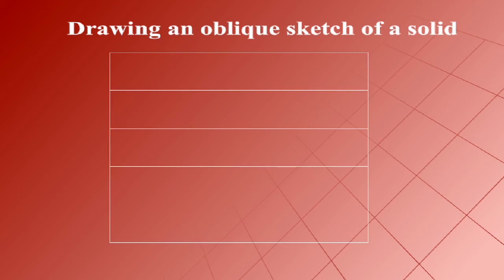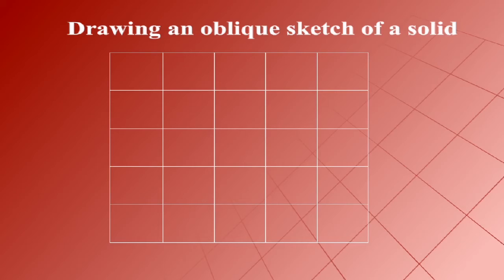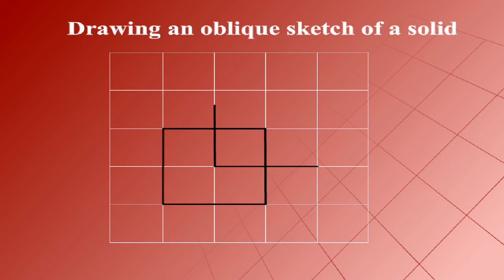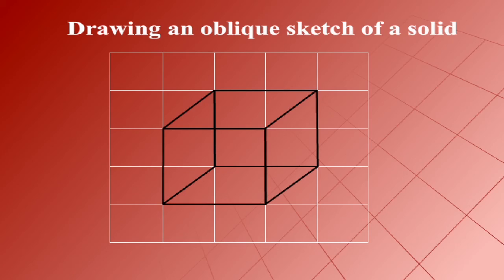Let us take a squared paper and try to make a cube of dimensions 2 cm by 2 cm by 2 cm. Draw the front face. Draw the opposite face. Sizes of the faces have to be the same. Join the corresponding corners. Redraw using dotted lines for hidden edges and faces.